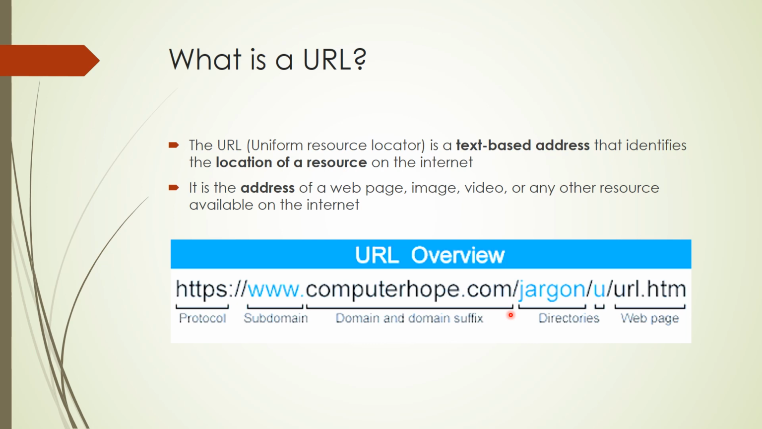After this one slash, the next thing is directories, and after this directory there is a web page. So it's actually telling us that in this domain, in this directory, this web page is located. Basically this web page is in this folder. A directory is also called a folder. This web page, url.html, is located in this directory, and this directory is located in this domain, right? So I hope this is clear.